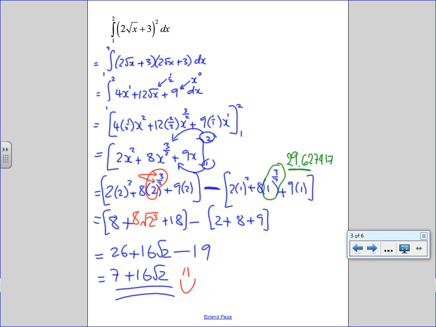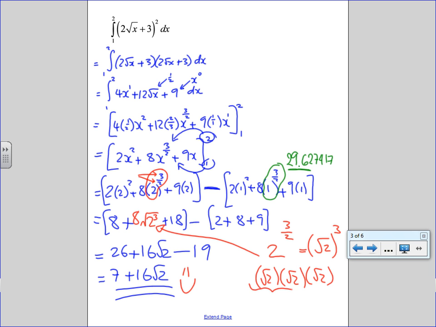And it does require you to be able to manipulate these roots. So what I did was 2 to the power of 3 over 2 means the square root of 2 cubed, which is root 2 times root 2 times root 2. And these two multiply together to make 2. So it's 2 root 2. And then I had 8 of those, which is where that 16 came from.